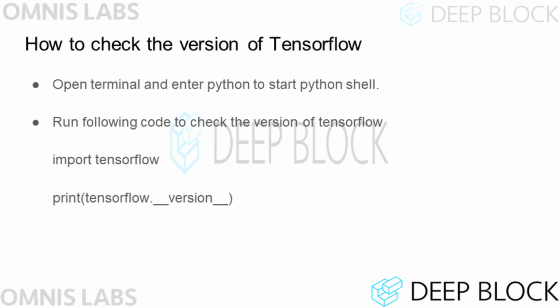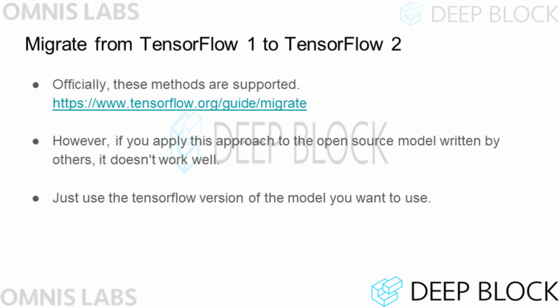While developing, if you want to know the version of the TensorFlow you're currently using, you can open a Python shell and enter the following code. Converting TensorFlow 1 code to TensorFlow 2 code is officially supported. You can find information on how to convert the TensorFlow version in the following link. However, this method is not very helpful for converting TensorFlow 1 open source code written by others.